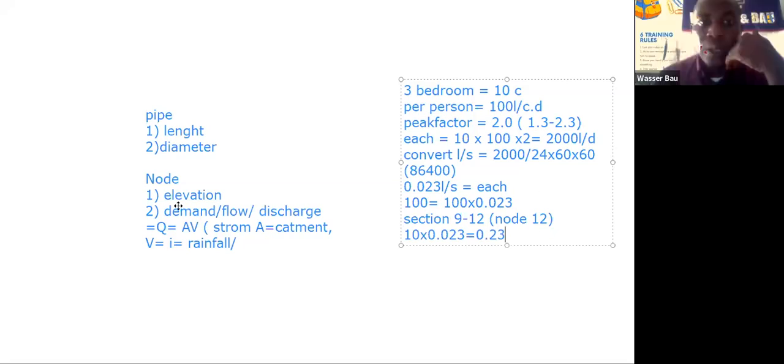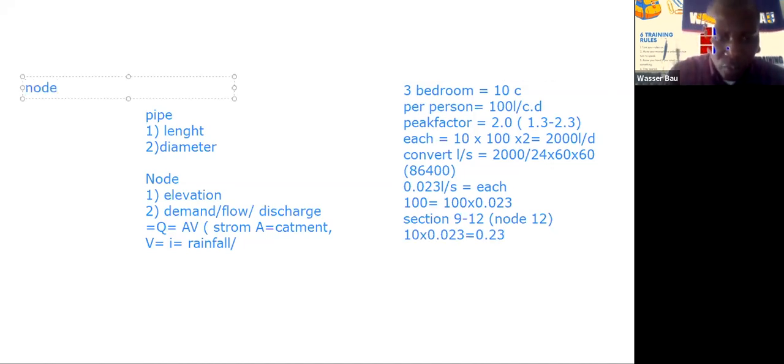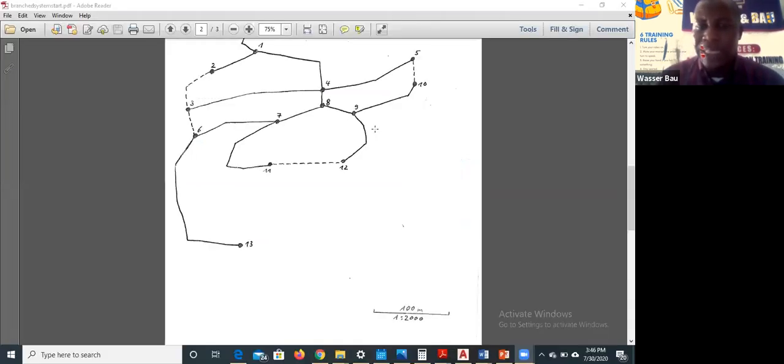Okay, so I should also be writing this somewhere. So node 12 now is equal to 0.23 liter per second. Yeah. So now I go to node, as I said yesterday, you cannot go to node 9, rather you have to go to node 10.